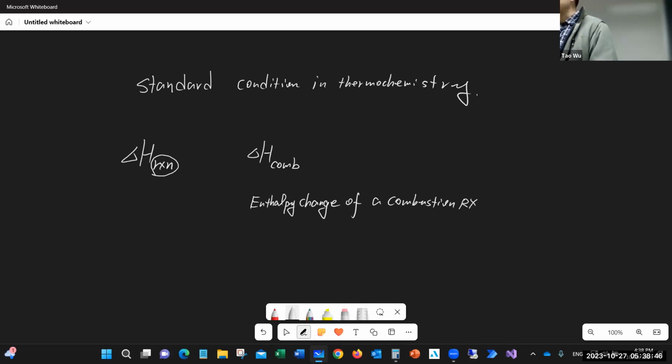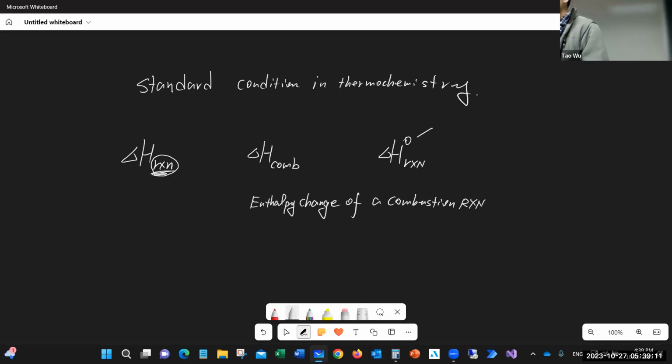This one is specifically about a combustion reaction, and this one, Rxn, is for everything. It doesn't matter what kind of reaction, it's just the enthalpy change of these reactions. But sometimes you will also see a small circle, maybe not an O, just a 0 or a circle, and Rxn over there.